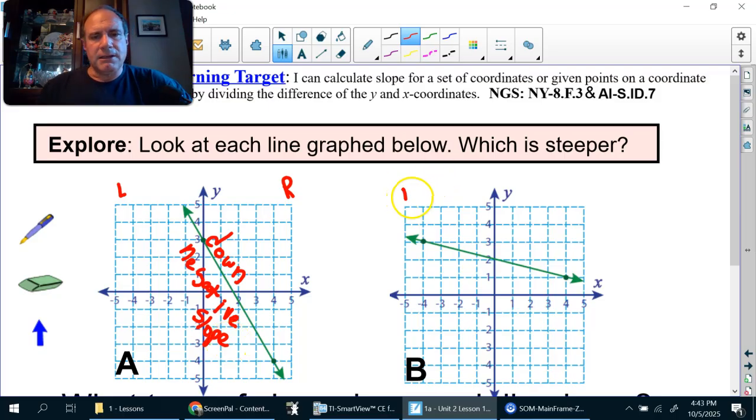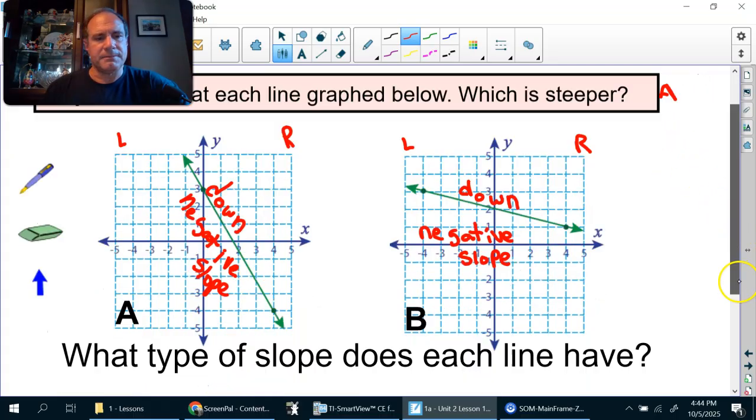Put the L and the R here. This also goes down from left to right. Don't get confused about the arrows, just downhill from left to right, this has a negative slope. Which one is steeper with that negative? A. A is steeper.